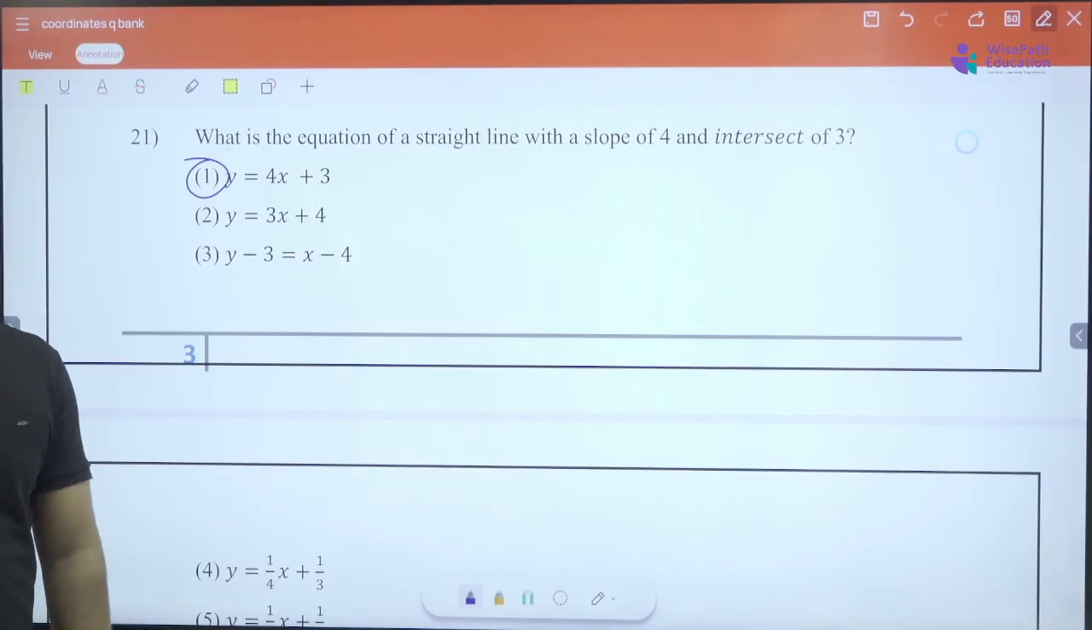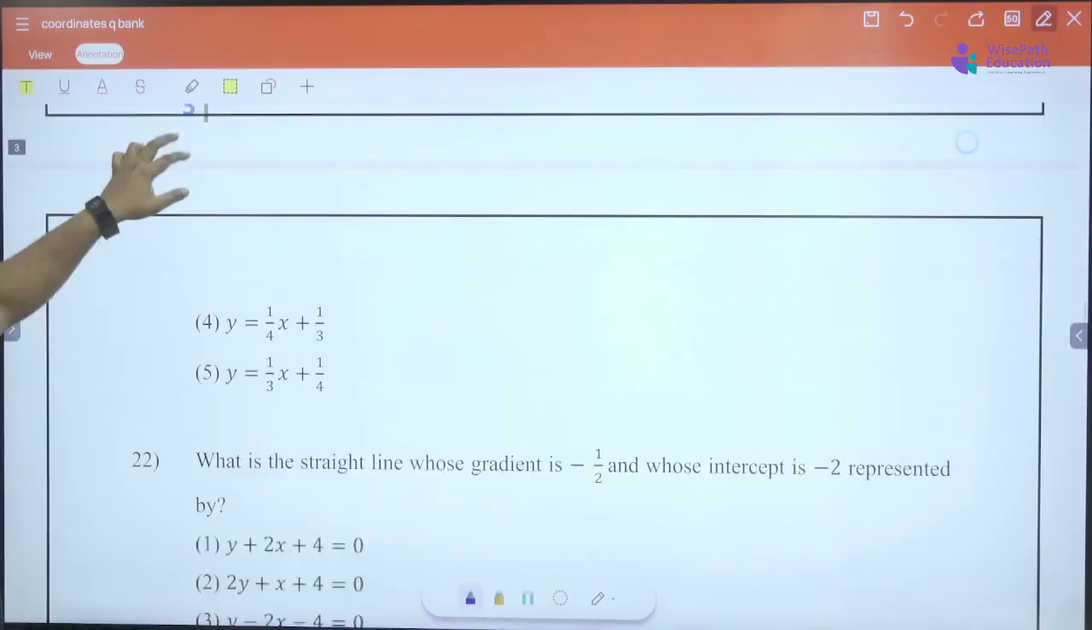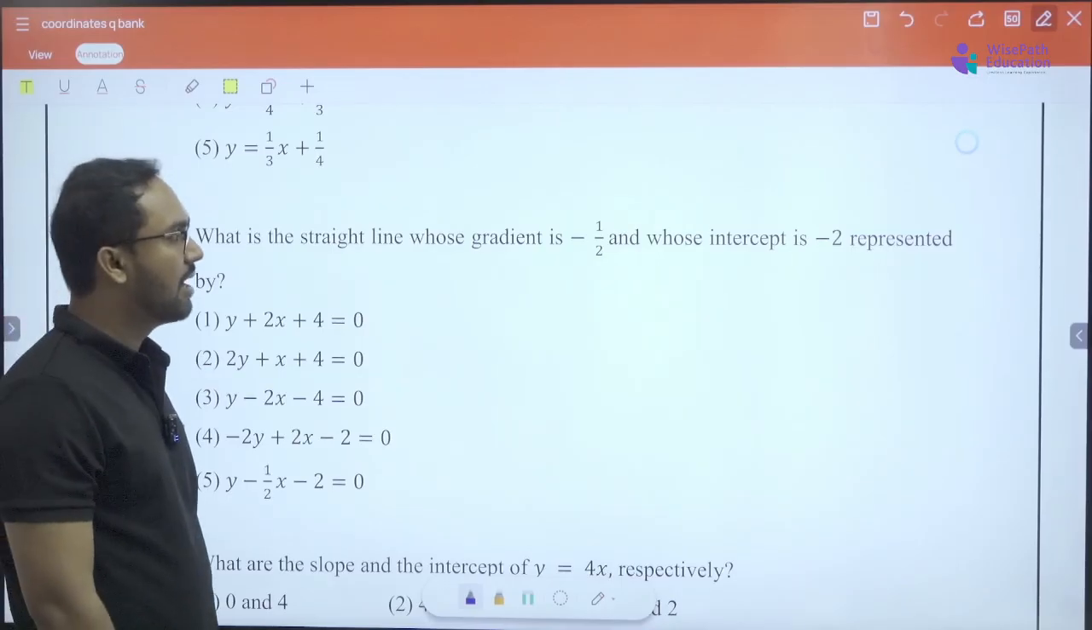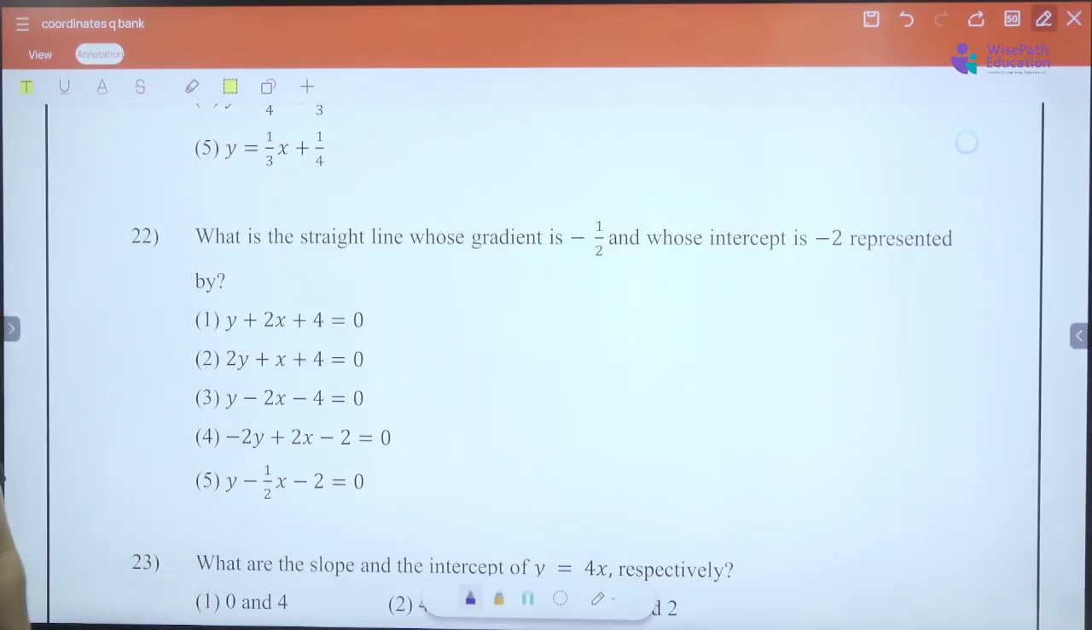So that is easy, right? What is the straight line whose gradient is minus half and whose intercept is minus 2 represented by?